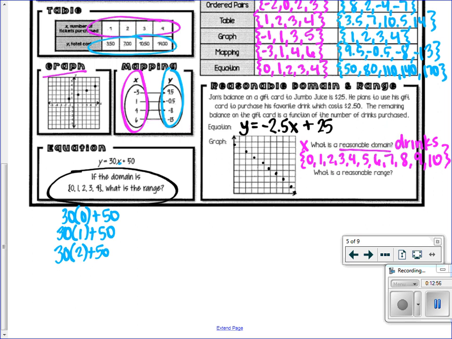Okay. Now for the range. Range goes with our y values. What is the range representing? What is that variable of y representing in the problem? The amount of money. His money. So, money that he has.